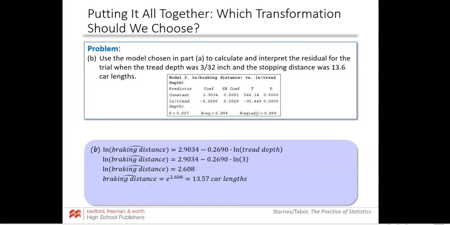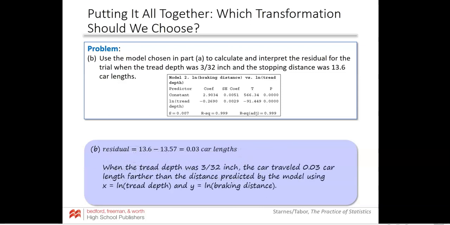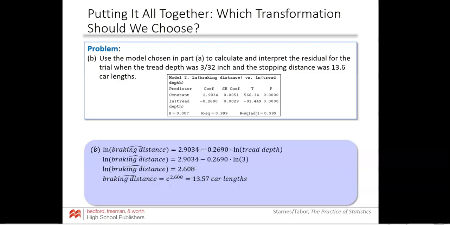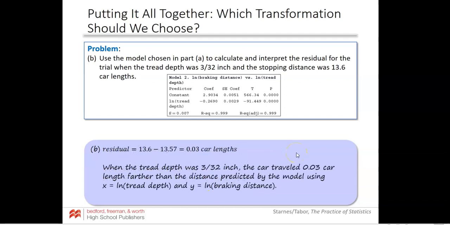And then, of course, you want to talk about that in context. So the answer was 13.57. Oh, sorry. So use the model to find this. So it's 13.57 car lengths as the unit for that particular answer.